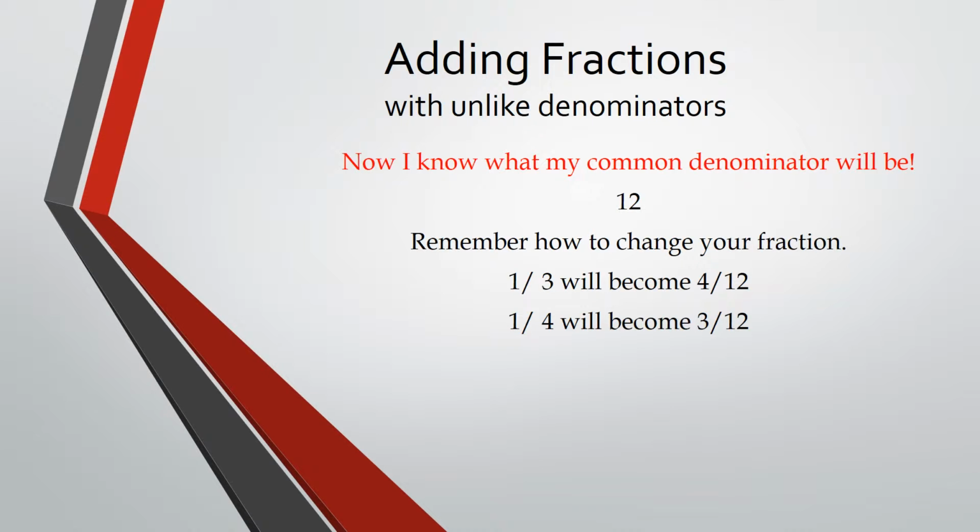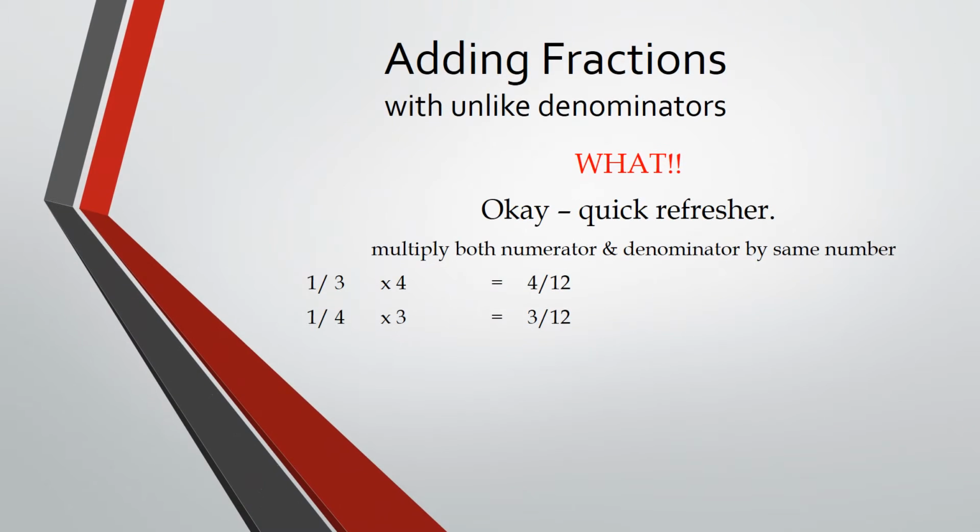Remember how to change your fraction. 1/3 will become 4 over 12, and 1/4 will become 3 over 12. What? How did that happen? Okay, a quick refresher. You multiply both the numerator and the denominator by the same number. So we had 1/3, or 1 over 3. And to get 12, we had to multiply 3 times 4.